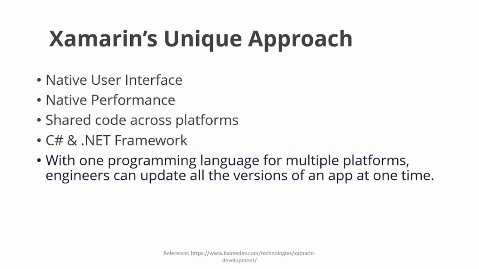Xamarin uses a unique approach: native user interfaces, native performance, shared code across platforms, C# and the .NET framework. Xamarin uses a single language, C#, to create apps for all mobile platforms, unlike other tools which use different languages to build for different platforms. Xamarin is natively compiled, which makes it a go-to option for building high performance apps with native look and feel.